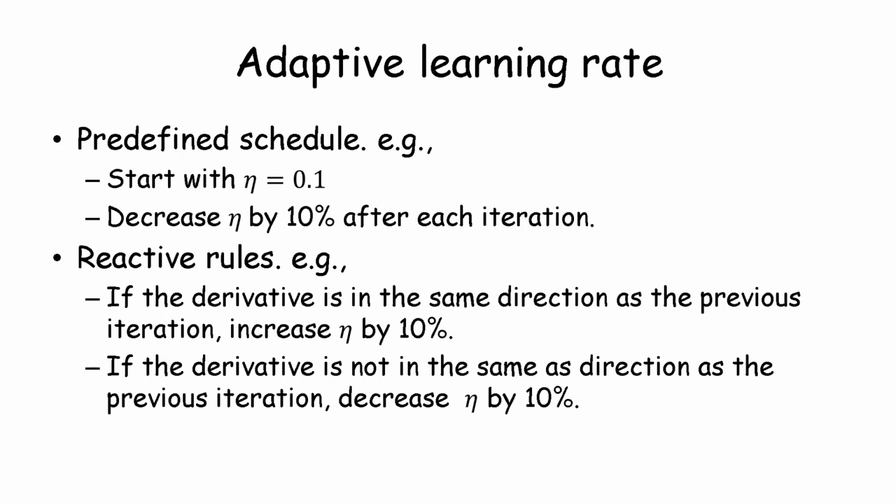An example of using reactive rules is to keep track of the sign of the derivative. If we have been moving in the same direction, we can increase the learning rate, allowing us to get closer to the minima faster. And if the sign of the derivative changes, that would mean we have overshot the minima and need to slow down, so we reduce the learning rate. These are some basic ideas. There are more elaborate methods for automatically setting the learning rate.